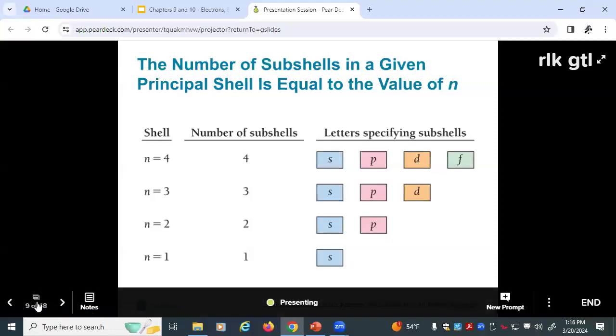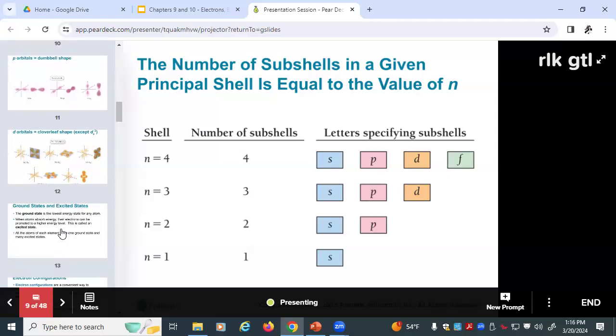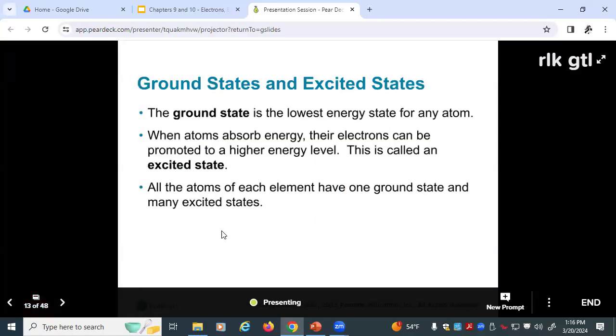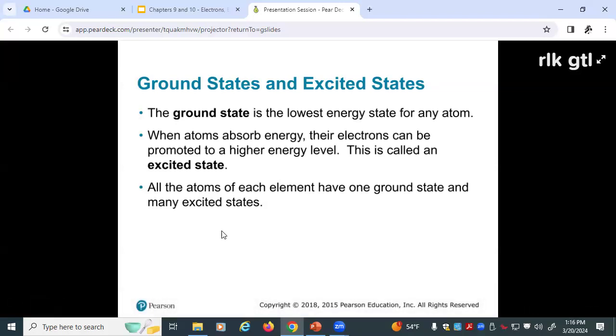In fact, we're going to throw out a term here that's important. It's the idea of a ground state. So when we describe a ground state atom, what we are describing is an atom where all of its electrons are in the lowest energy state possible. So every electron is at its lowest possible energy. That is the ground state for any atom. An excited state, on the other hand, would be a version of the atom where one or more of those electrons is at a higher energy than it should be.